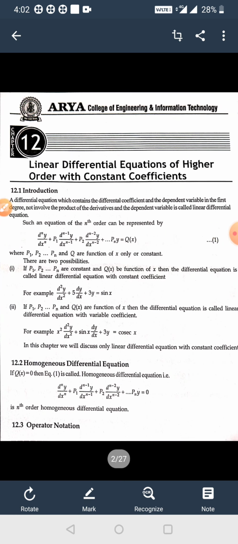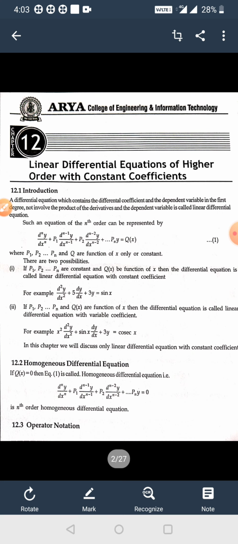Today we have to discuss the chapter CF and PI. CF and PI is the chapter associated with higher order differential equations with constant coefficients. First, we have to understand the basic difference between higher order constant coefficient and linear differential equations of second order and third order.